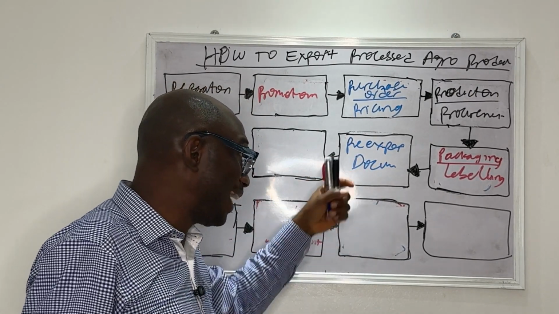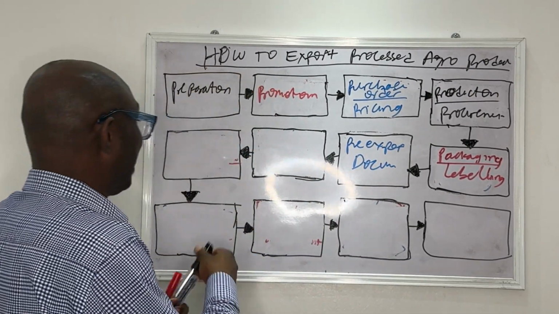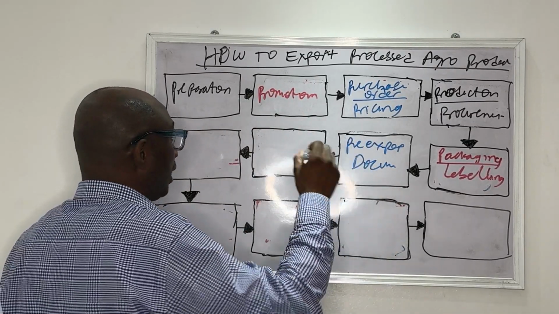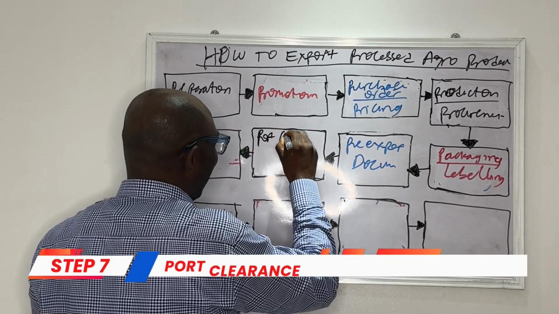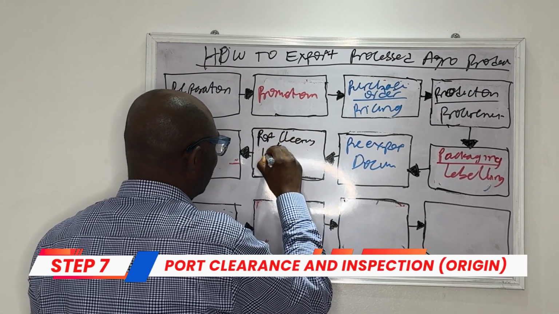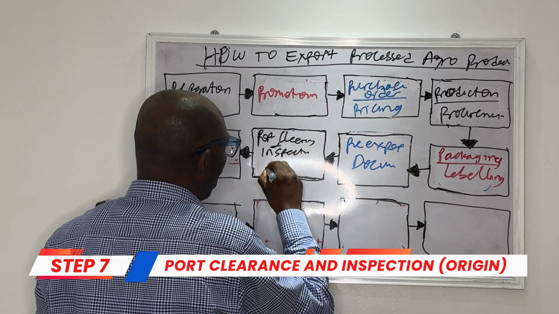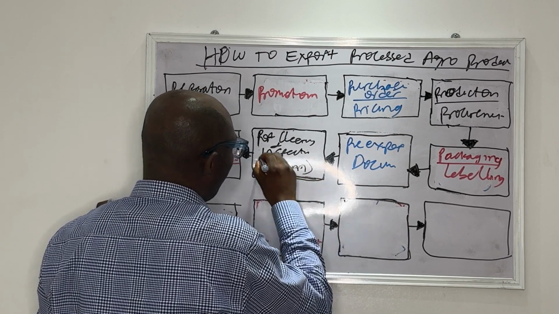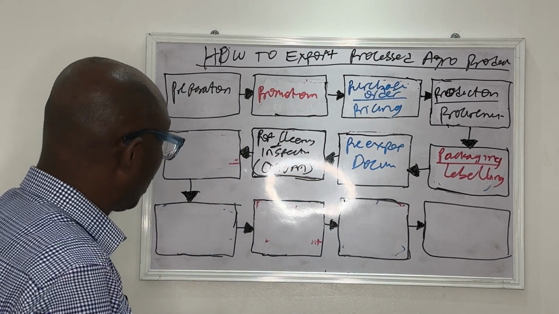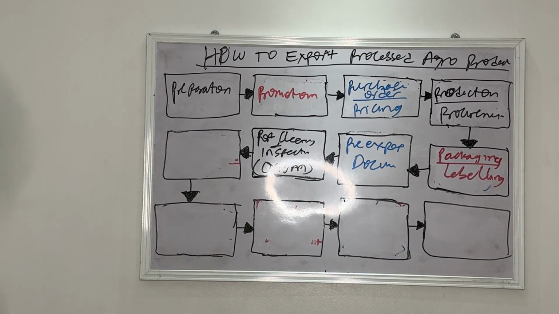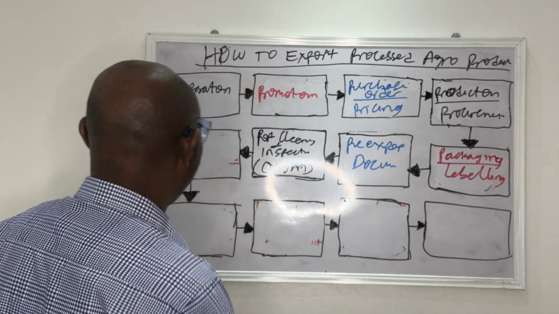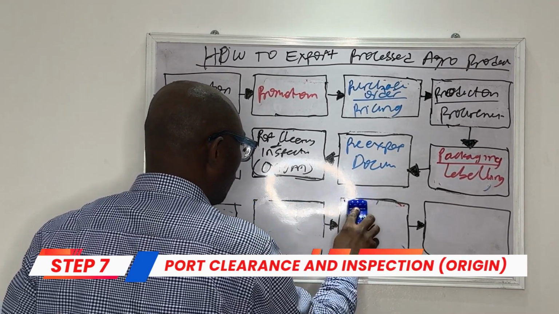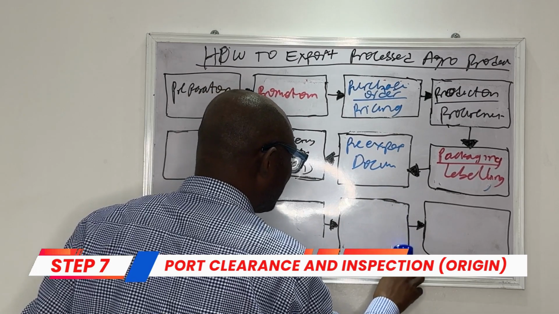Pre-export documentation. Now, why is this necessary? This will be used in the next phase. What happens in the next phase? The next phase after pre-export documentation is port clearance and inspection. The clearance is done by customs, or border force, as some countries call them.